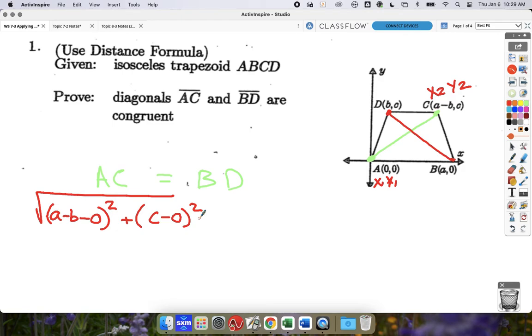What's A minus B minus 0? A minus B. What's C minus 0? C. A minus B plus C. And then stop. Okay? Was that too easy? A little bit. That is the distance from A to C. It's the square root of A minus B squared plus C squared.